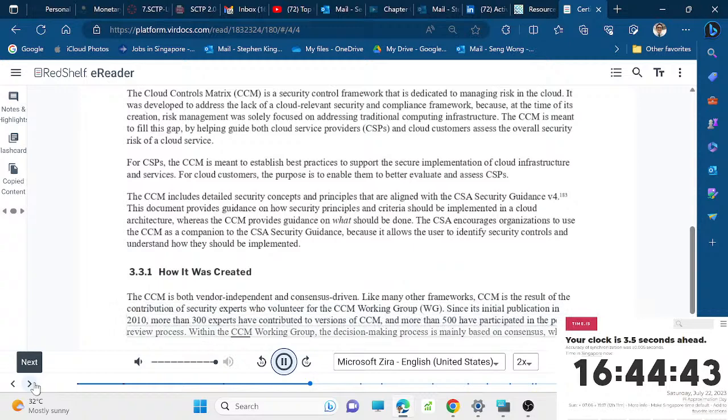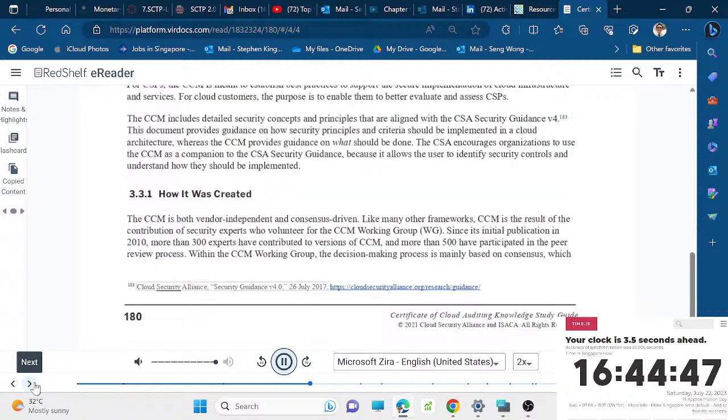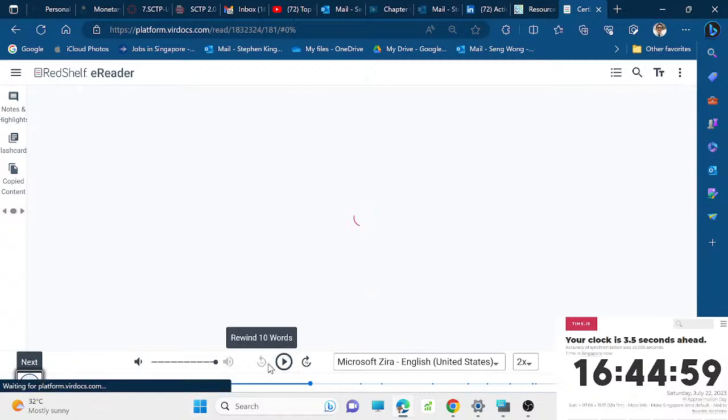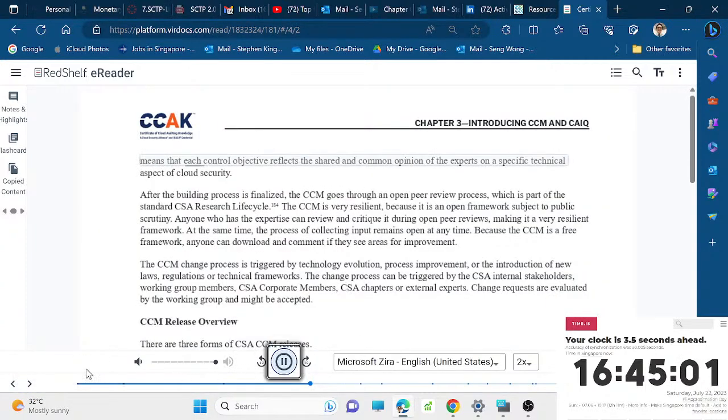Within the CCM Working Group, the decision-making process is mainly based on consensus, which means that each control objective reflects the shared and common opinion of the experts on a specific technical aspect of cloud security. After the building process is finalized, the CCM goes through an open peer review process, which is part of the standard CSA research lifecycle.